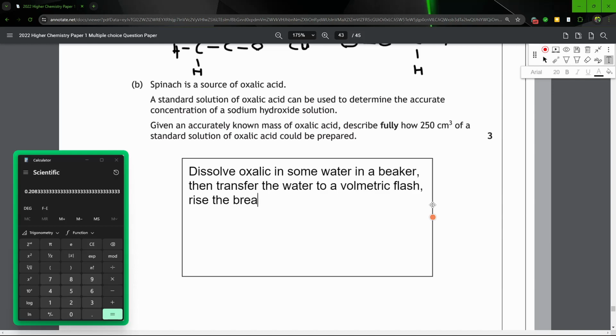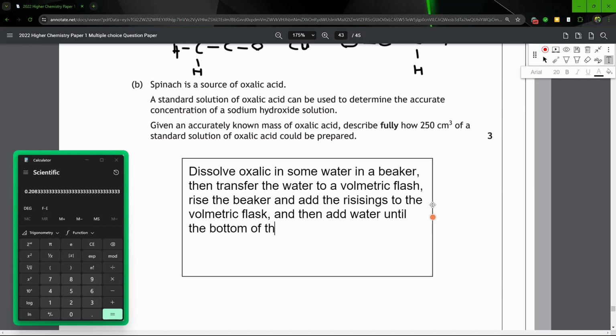Rinse the beaker and add the rinsings to the volumetric flask. The flask, not flash. And then add water until the bottom of the meniscus touches the 250 cubic centimeter graduation line.